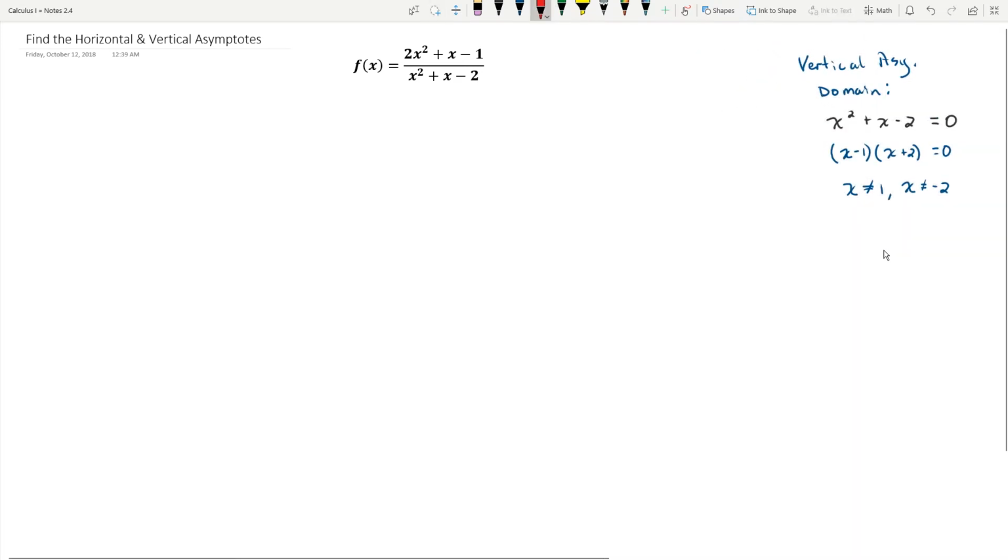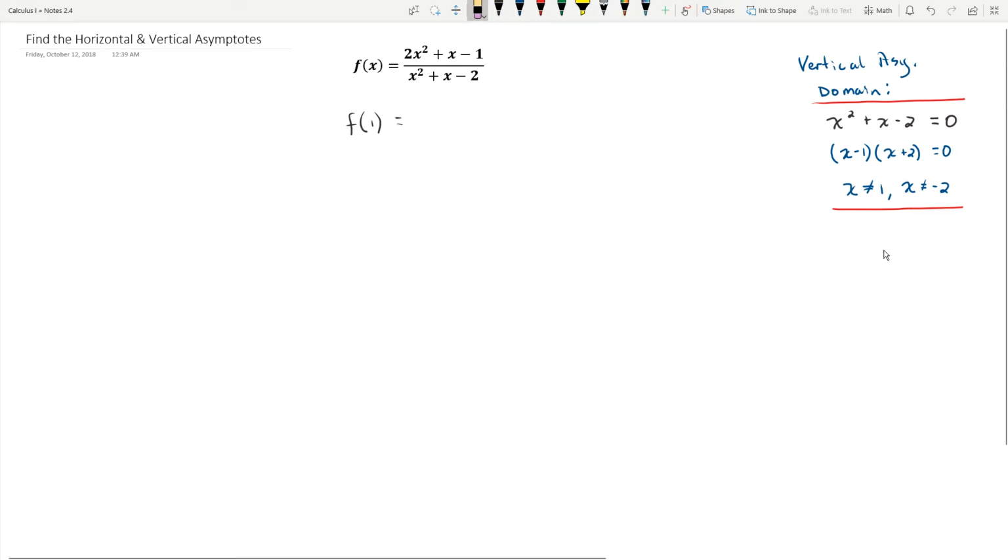What I want to do now is plug each one of these values in. The reason I want to do that is that when I plug in f of 1, I want to know, do I get division by 0? Division by 0 would tell me that I have a removable discontinuity, which we've been calling a hole in my graph, the graph of the function's curve. So I want to do that for each value.